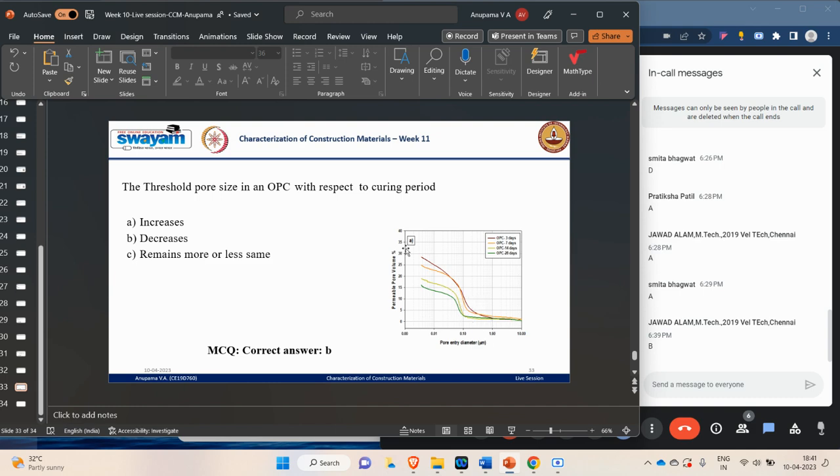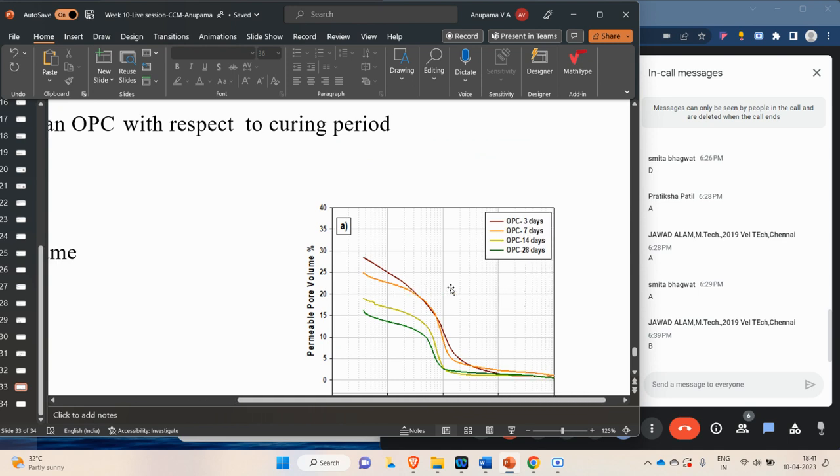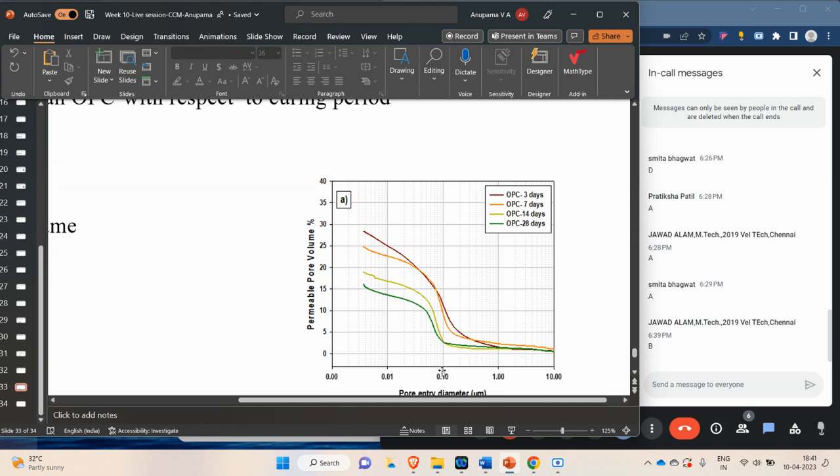So if you see, the red line indicates the OPC for 3 days curing, orange is OPC for 7 days. Here is the threshold pore size. This slanting line, the starting point, you can consider as the threshold pore size. Actually we draw the tangents at both these locations and find the threshold. Suppose the threshold of the red line is here, the threshold of the orange line shifts to the left. It is very clear that the threshold of the light green line shifts to the left again, and the dark green also shifts. So as the threshold shifts towards the left, the pore size decreases.